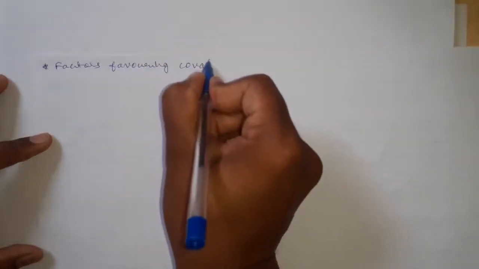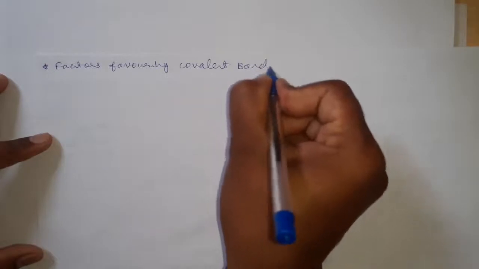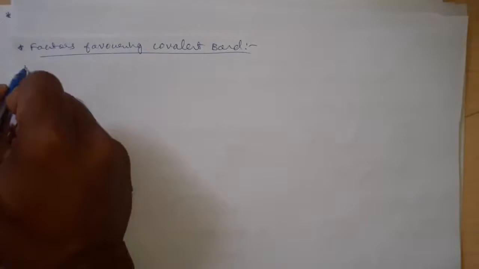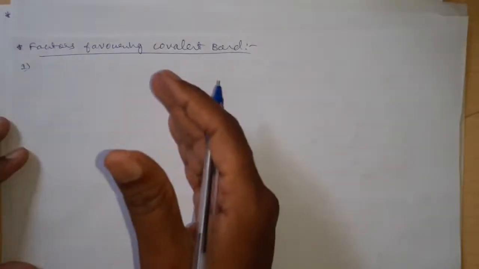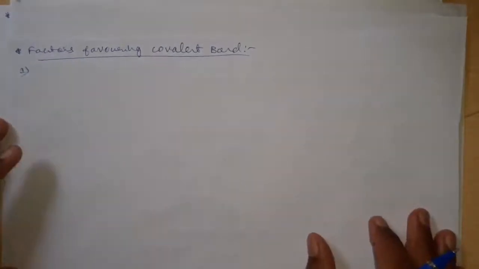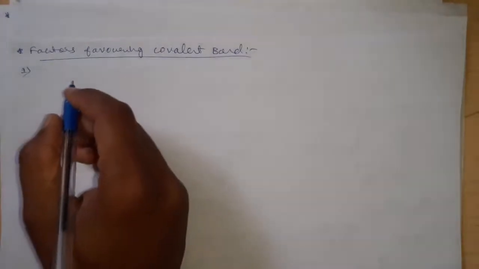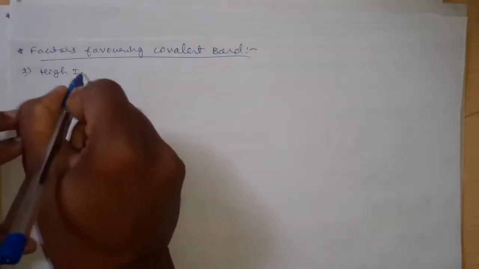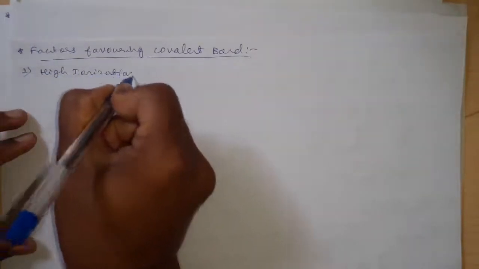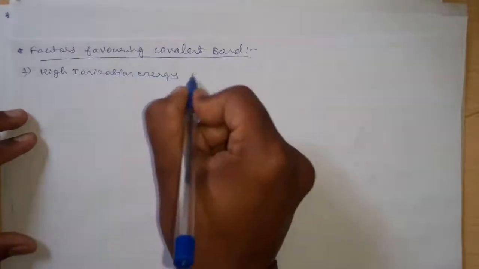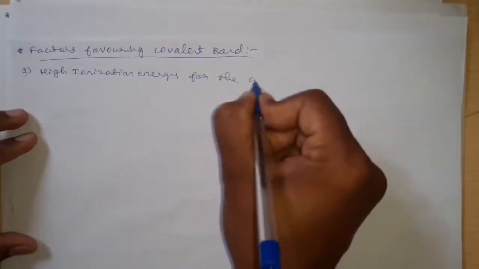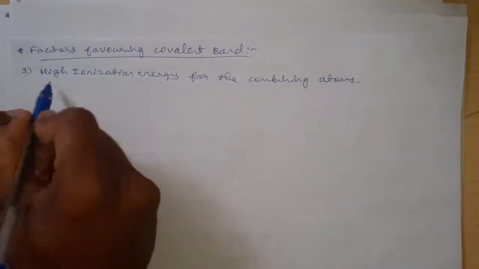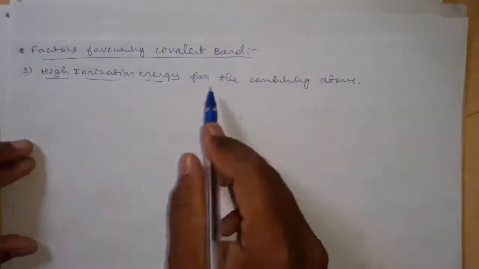Favoring covalent bond. Coming to the concept of factors favoring covalent bond, which are the factors affecting the formation of covalent bond? The first factor is high ionization energy for the combining atoms. There should be high ionization energy for the combining atoms.